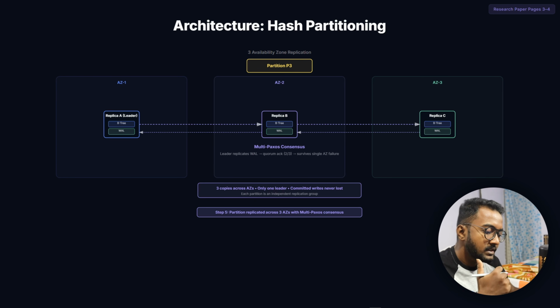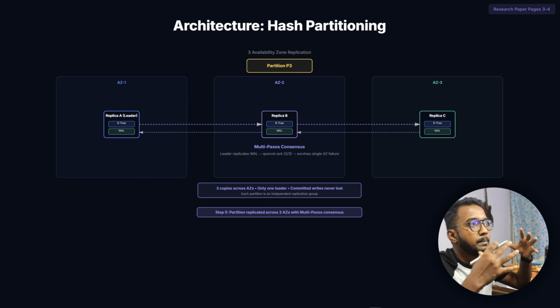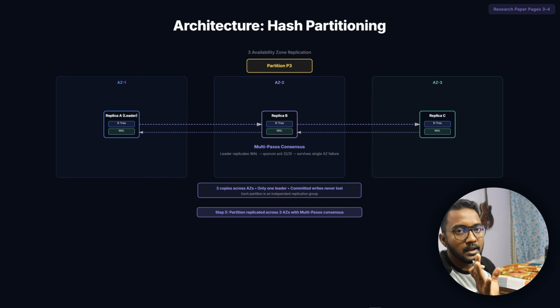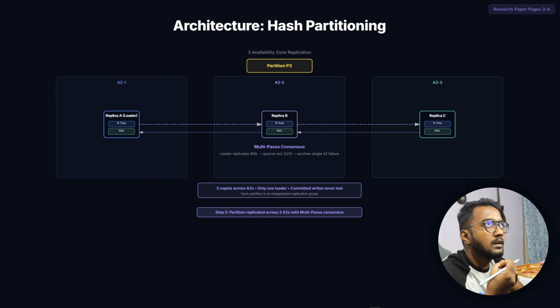Now, a partition still cannot depend on one machine. So its replicas are placed across at least 3 availability zones, and they use multi-Paxos for leader election and consensus. I will create a dedicated video on how multi-Paxos or consensus algorithms work in the near future. But for now, just understand that there are 3 replicas stored across the globe. So even if one server crashes, we will still have data in some other AZ, and data loss will be minimized.